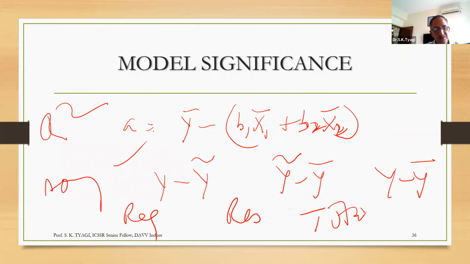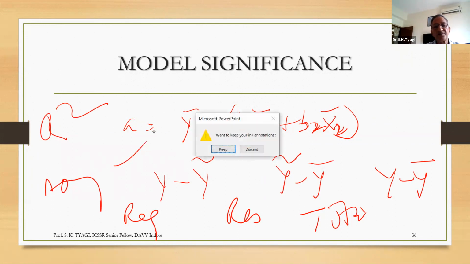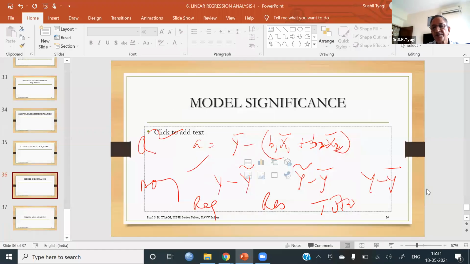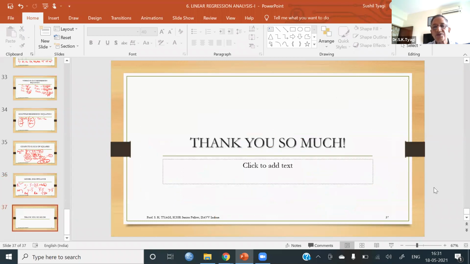So this is about the fundamentals of regression analysis. And now it is time to say thank you so much. There is one question, let me check. What is this question?